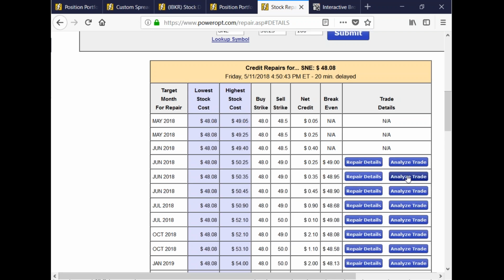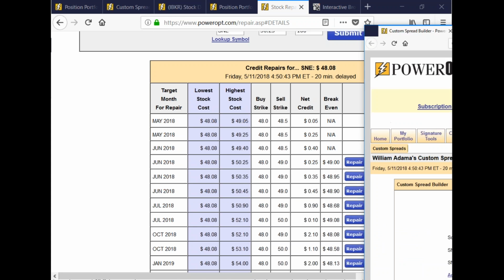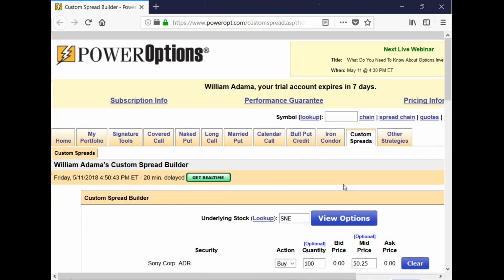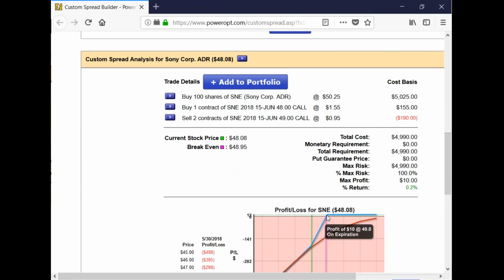Now, that's the basic stock repair. Hold on one second. It opened up in the wrong window. Let me scroll it over there for everyone. Okay, this is what it looks like graphically. Not a great return if it continues up, but you're at break even faster.